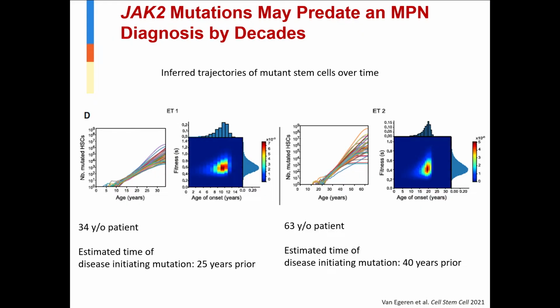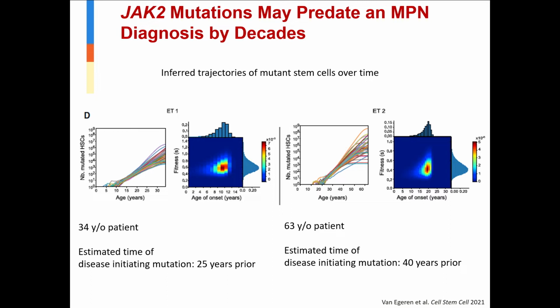And let's make it even more complicated. This is beautiful work that came out last year, and another paper with the same results came out very recently. People can have a JAK2 mutation for decades preceding even a diagnosis of an MPN. So in this particular study, not getting into the nitty-gritty experimental details, using sophisticated single-cell methods and mathematical modeling, this group was able to identify that, for example, in a 34-year-old patient, the patient acquired their JAK2 mutation 25 years prior to the onset of the disease.